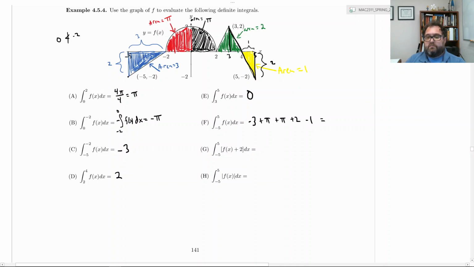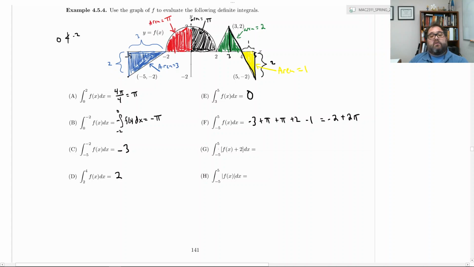We have what? Pi plus pi is 2 pi. Then we have -3 plus 2. That's -1. And then we have -1 minus 1. That's -2. We get -2 plus 2 pi. Cool. -2 plus 2 pi. All right. I like this example.